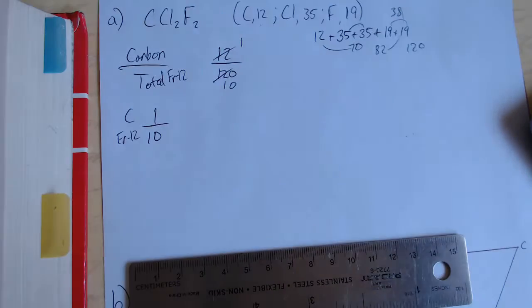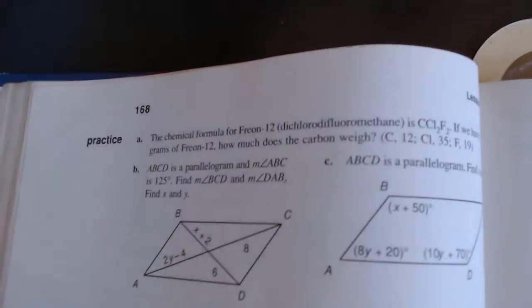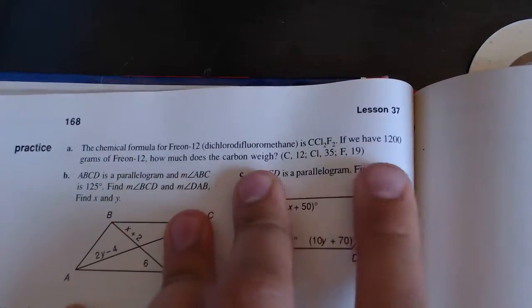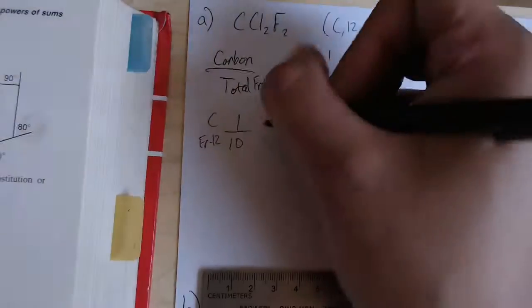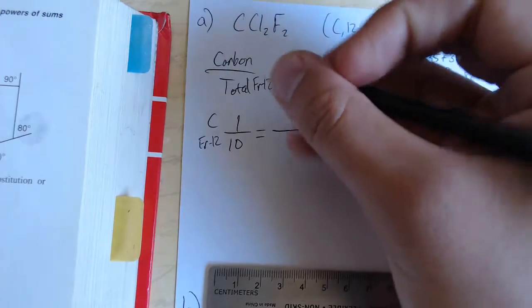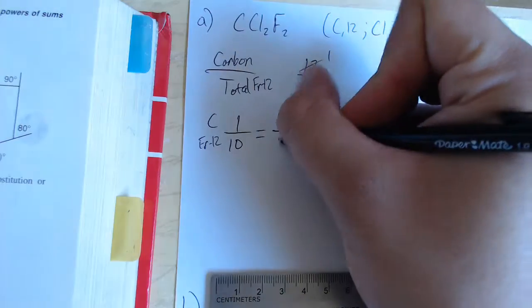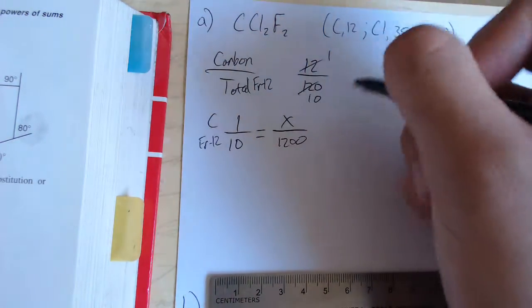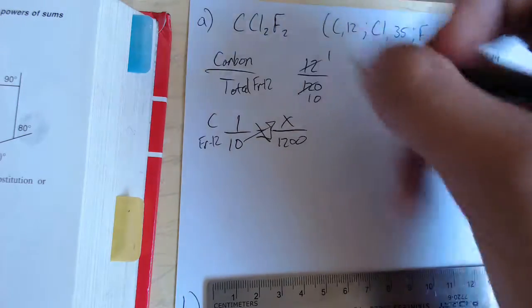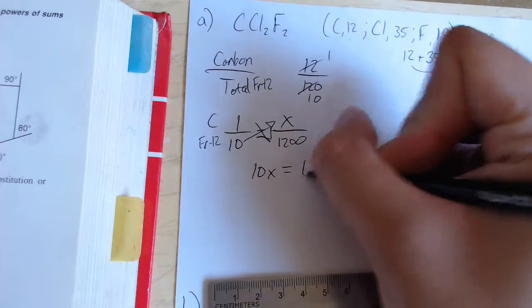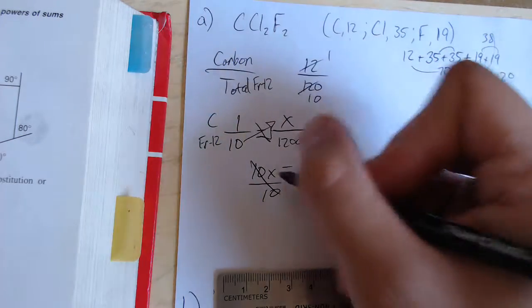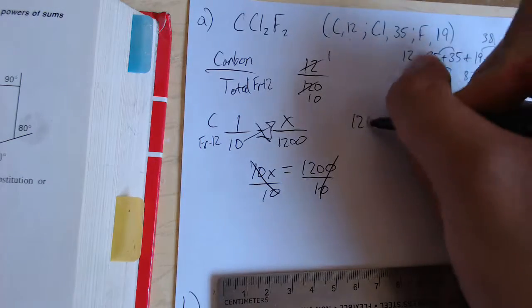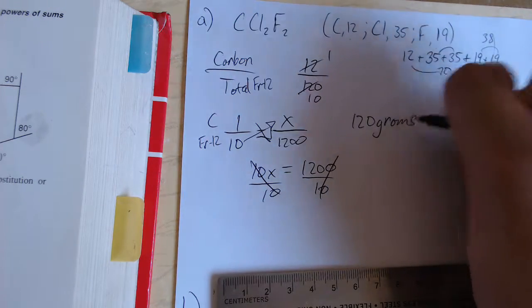Now we go back to our problem, and they tell us that they've got 1,200 grams of Freon 12, and they want to know how many grams of carbon we have. From here, we just do some simple cross multiplication in the form of a proportion. So the total weight of the Freon 12 is 1,200, and we don't know the total weight of the carbon. We cross multiply to solve. We get 10x equals 1,200. Divide each side by 10. The total weight of the carbon is going to be 120, and that's going to be in grams.